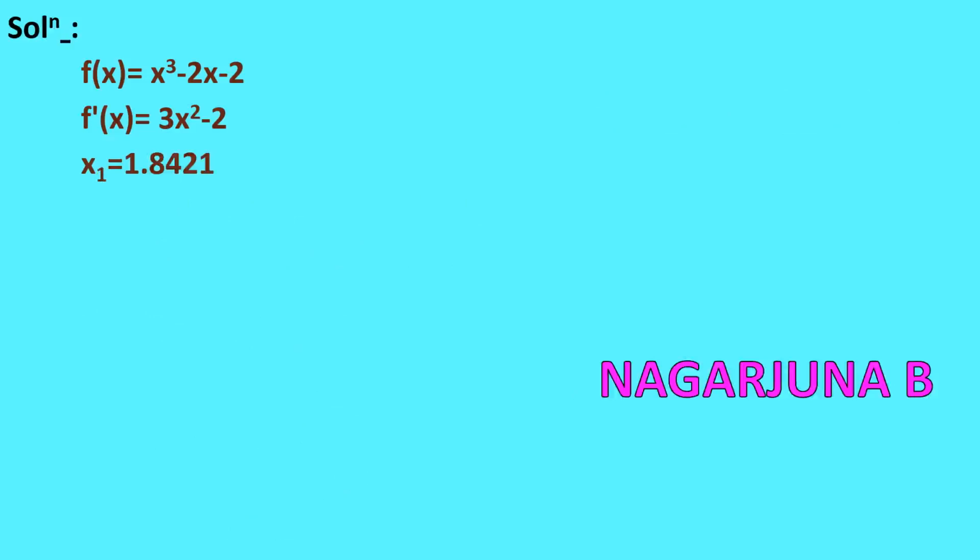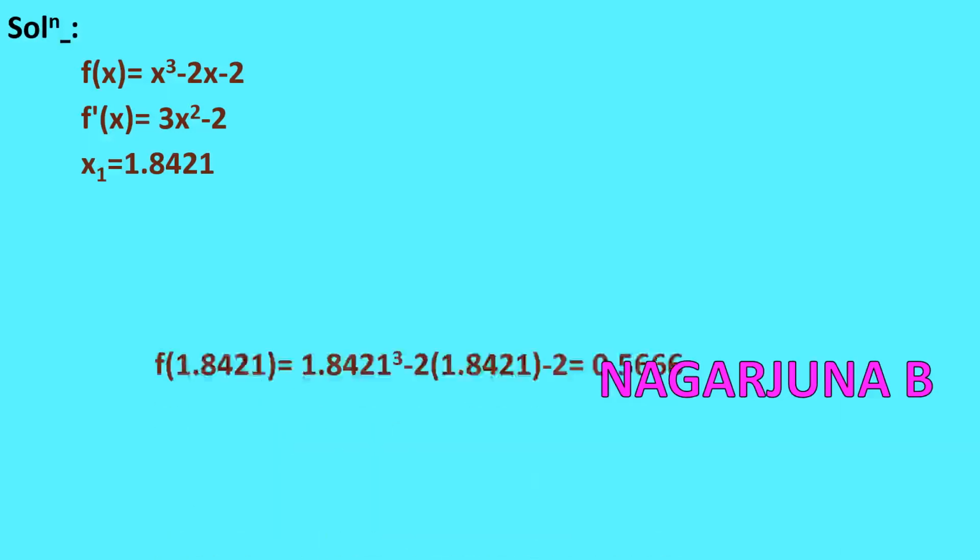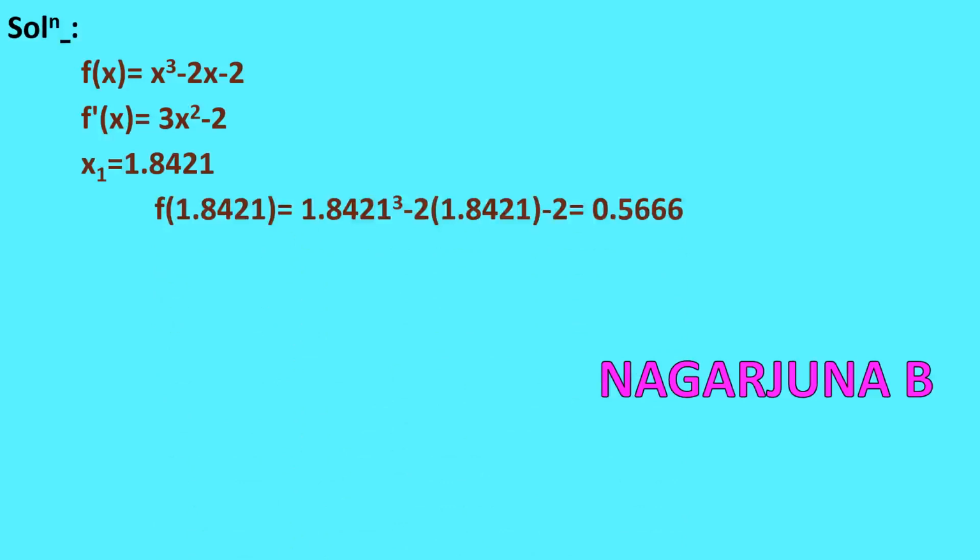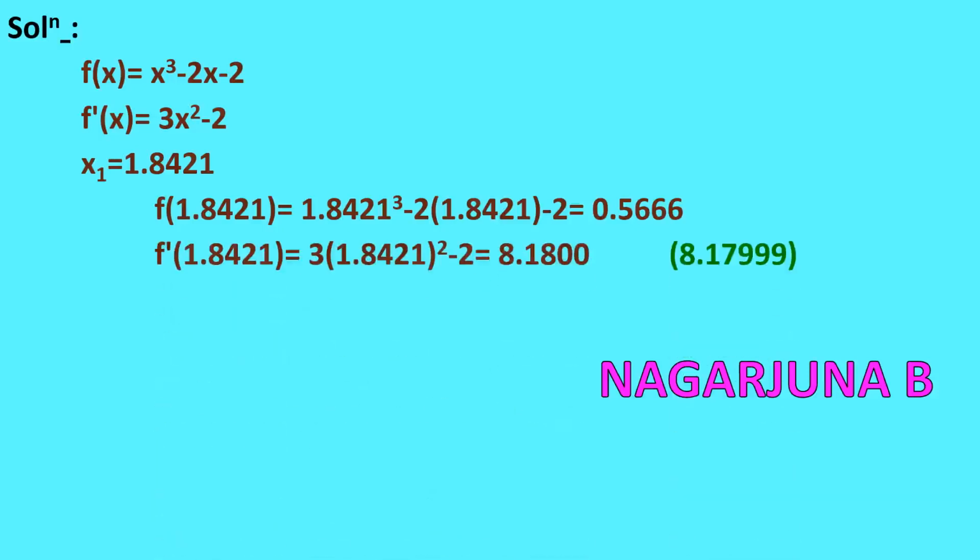Next, moving on to the second iteration. First, x1 we have got as 1.8421. Now we need to find f(1.8421) and f'(1.8421). First, f(1.8421) = 1.8421^3 - 2 × 1.8421 - 2 = 0.5666, which we get after rounding off to 4 digits after the decimal point. Then f'(1.8421) = 3 × 1.8421^2 - 2 = 8.1800, which we get after rounding off to 4 digits after the decimal point.